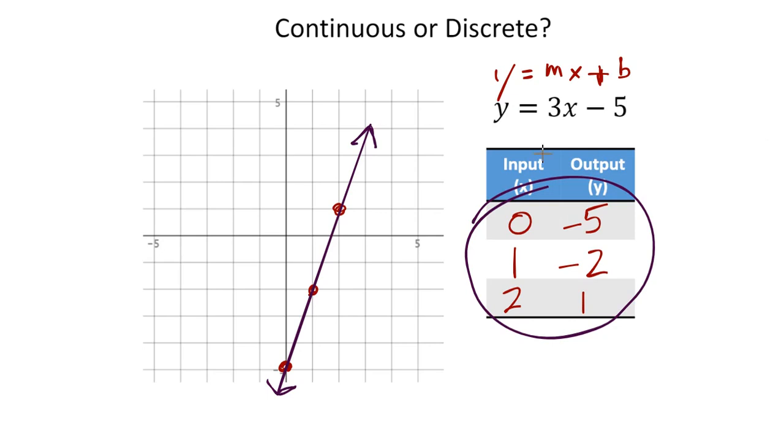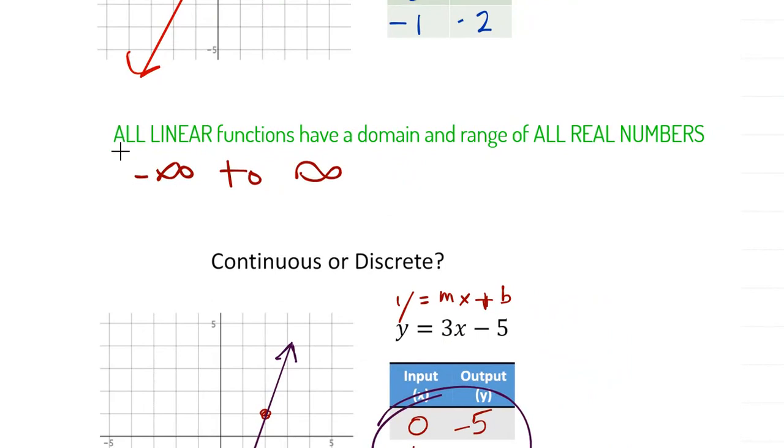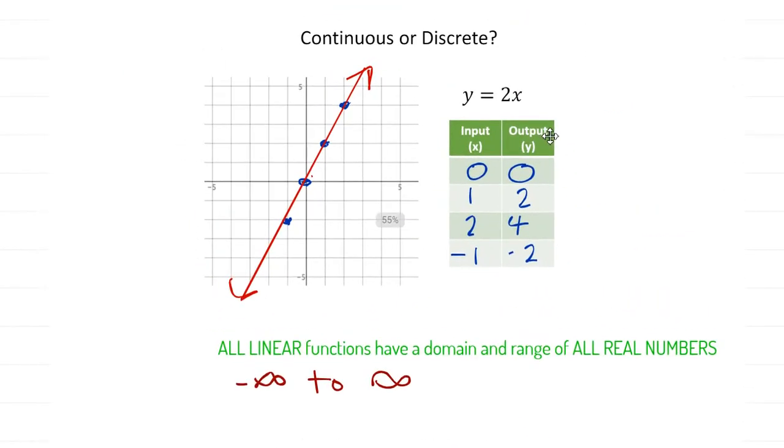And for linear functions, again, I can't stress this enough: all linear functions have a domain and range of all real numbers. Any number that you pick, you can plug into a linear function for the input, and you'll get an output back. So that, in a nutshell, is how we graph linear functions.